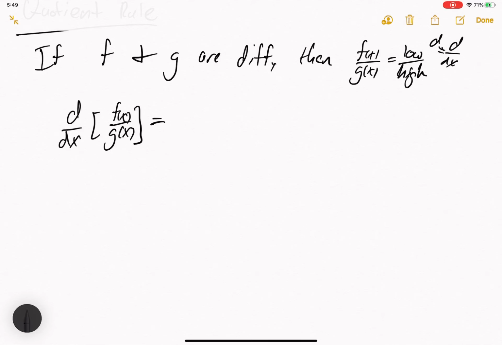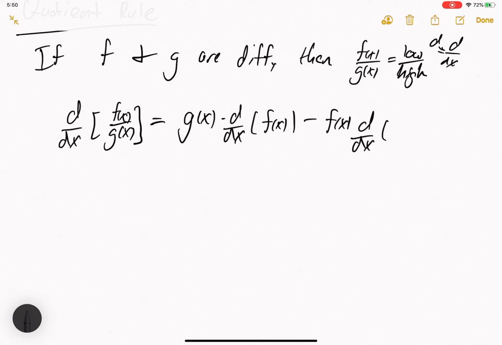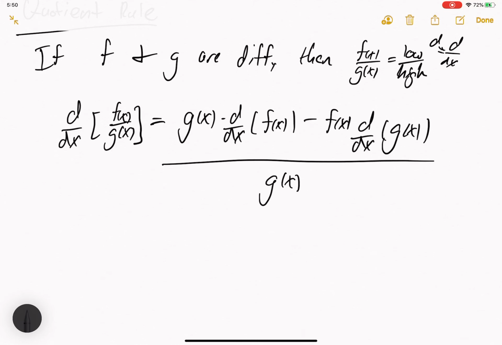So it's going to be low, so g of x, times d high. So it's going to be low times d high. Then d of dx, that's what that d means, the derivative of f of x, minus high, so f of x, d, and then we say dx low, which is going to be g of x, and then we say all over low squared. So all over g of x squared.